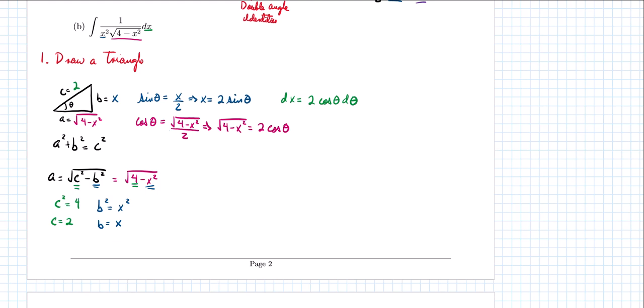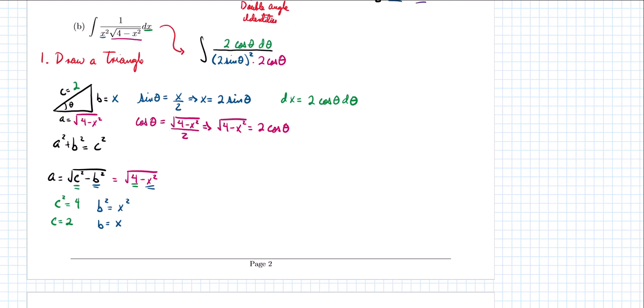So let's go ahead and rewrite the integral. This integral is going to become the integral of 1 over x squared, but we know that x is the same thing as 2 sine theta, so we have 2 sine theta squared, times the square root of 4 minus x squared, which we know is the same thing as 2 cosine theta, so times 2 cosine theta, times the dx, which is 2 cosine theta d theta. Perfect. Now we have our integral only in terms of trig functions and d theta, so we can simplify it a little bit.